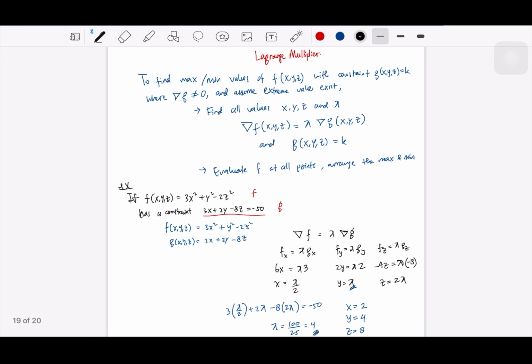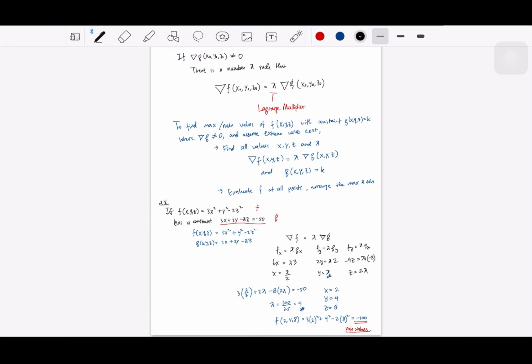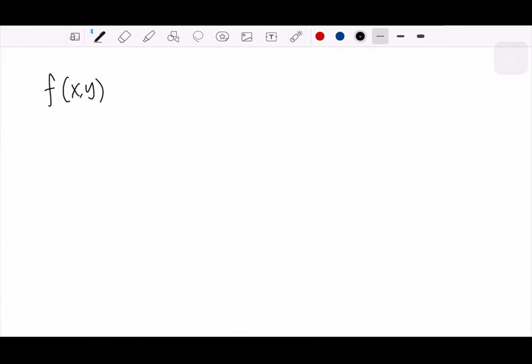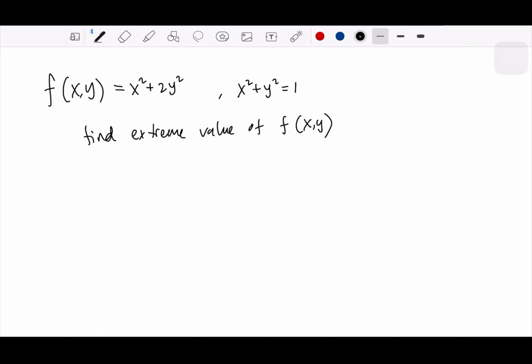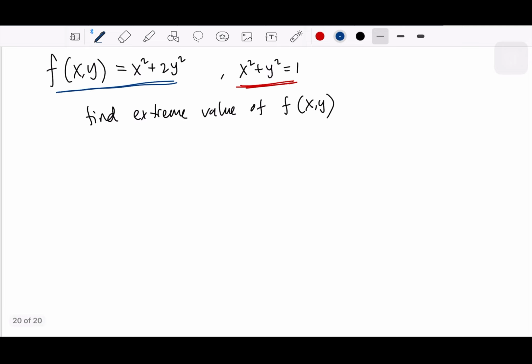Okay, another example that we can find. We already started using 3 variables, but let's start with 2 variables first. Find the extreme value of the function. So we can see that this is the constraint, right? The x squared plus y squared equal 1 is a constraint, and we are going to find the extreme value of the function of 2 variables.